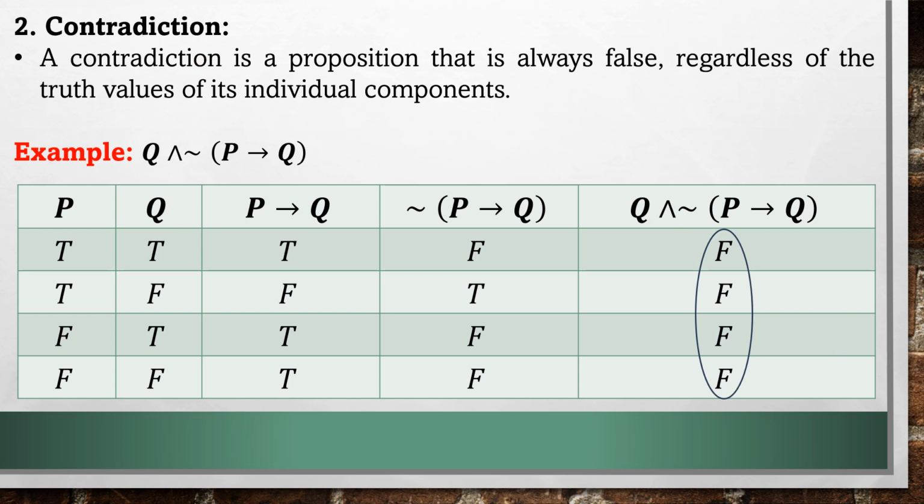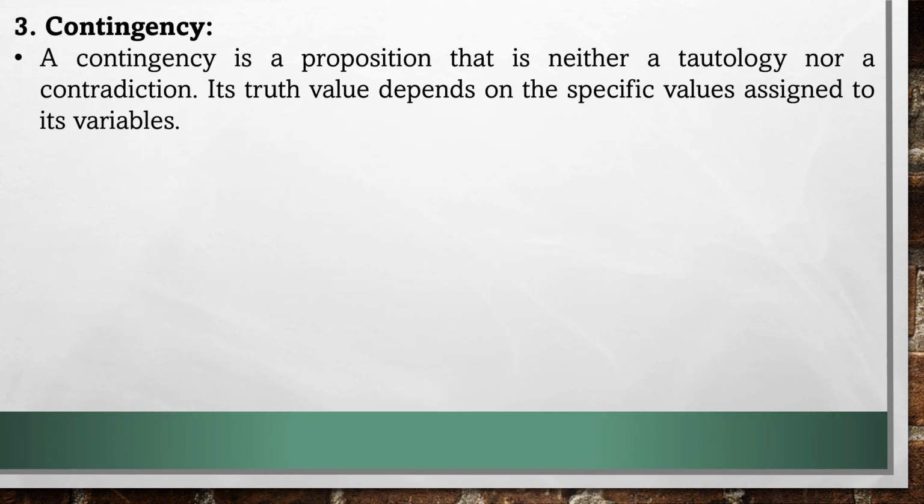Alright? Now, for our last example, alright, so that is contingency. So, a contingency is a proposition that is neither a tautology nor a contradiction. Okay? Its truth value depends on the specific values assigned to its variables. Okay? So, for example, this one, okay?